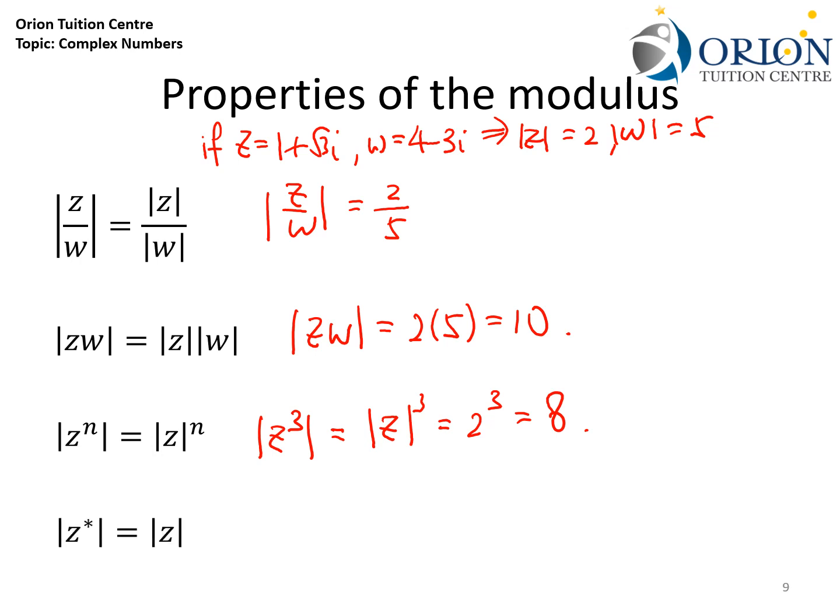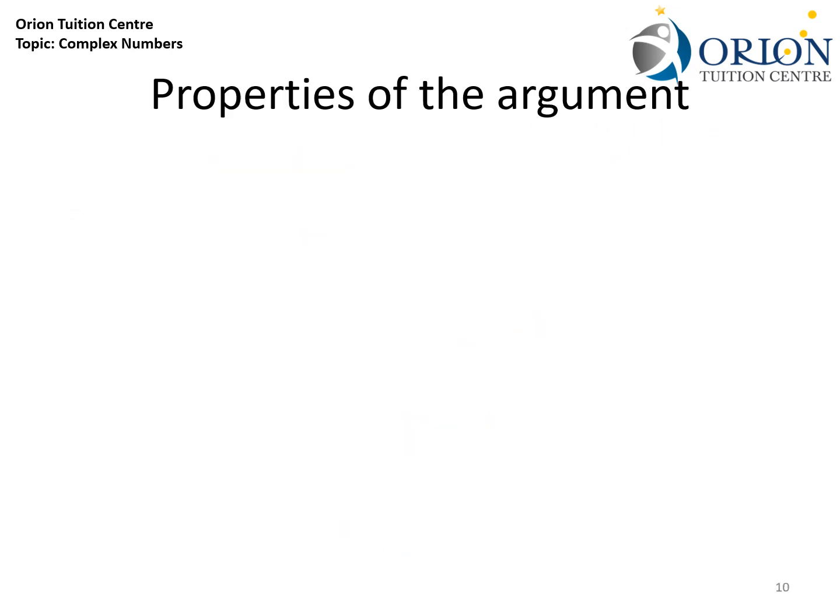Finally, we should also know that the modulus of the conjugate is the same as the modulus of the original complex number. So mod of z star is equal to mod z, which is just a 2. The properties of the argument are different from that of the modulus. However, they are very similar to the properties of the logarithm. The argument of z over w is the same as the argument of z minus the argument of w, which is similar to the quotient rule of logarithms.